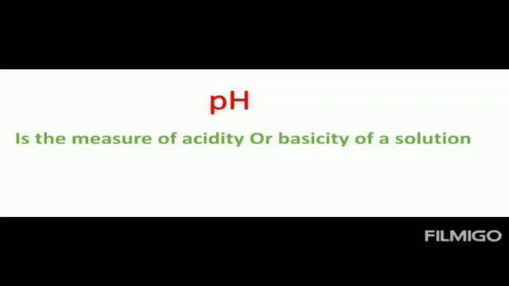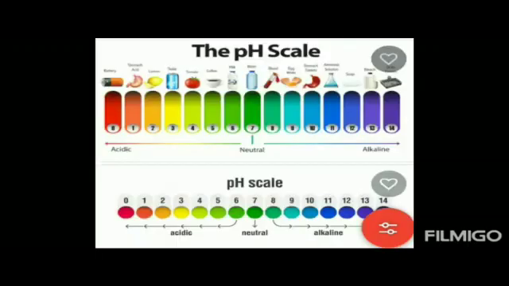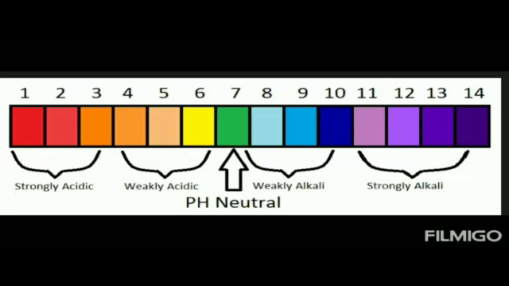pH. pH is a measure of the acidity or basicity of a solution. The pH scale ranges from 0 to 14. For acids, pH is less than 7, so it ranges from 0 to 7, that is, from strong acid to weak acid. For bases, pH is more than 7, so it ranges from 7 to 14, that is, from weak base to strong base. For a neutral substance, pH is 7.